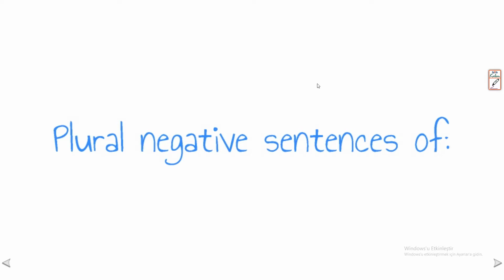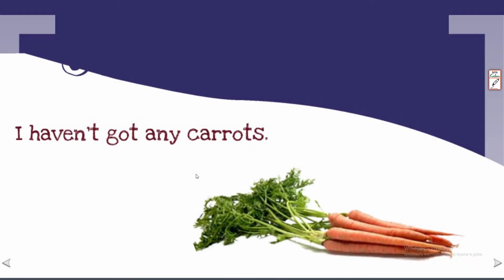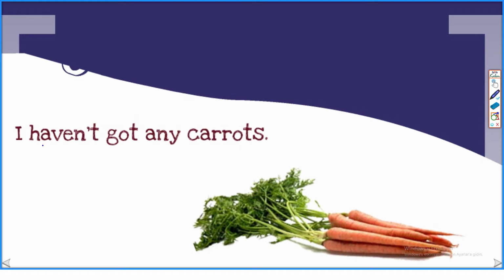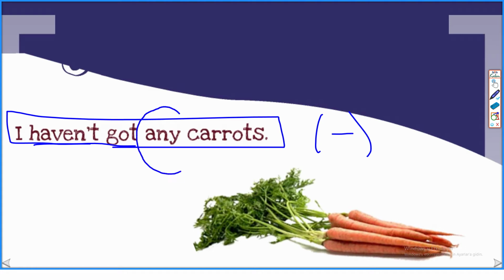We use it for plural negative sentences, like: I haven't got any carrots. As you see, I haven't got any carrots. It's a negative sentence, not a question, and we use what? We use any with negatives.